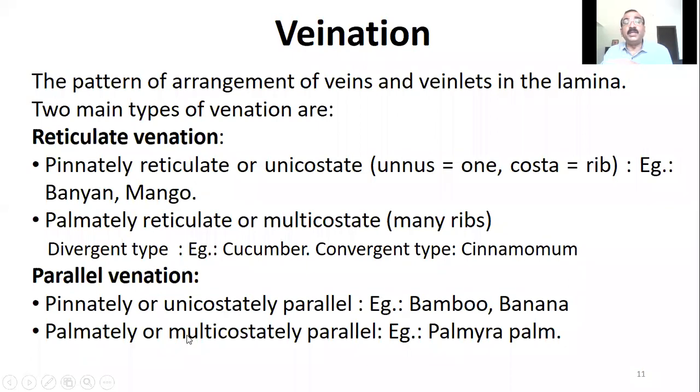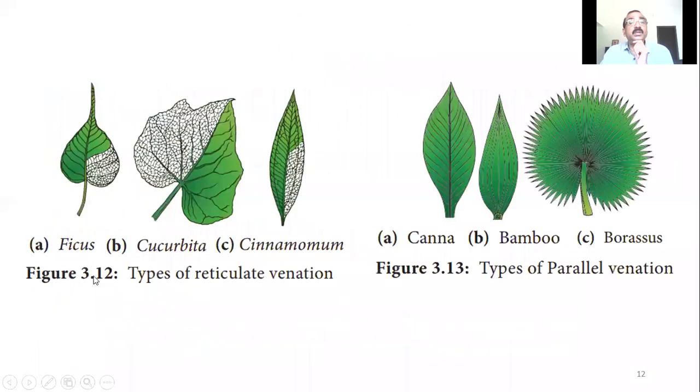Palmately means many, multicostate. So you can see here, this is unicostate reticulate. There is a single midrib and it produces branches, and all these branches together form a network. But look at this, this is multicostate, that is, there are many midribs. This is one midrib, this is the second, third, fourth. There are many ribs developing from the base itself. So together they form a network. So many midribs, multicostate. A single midrib, unicostate.